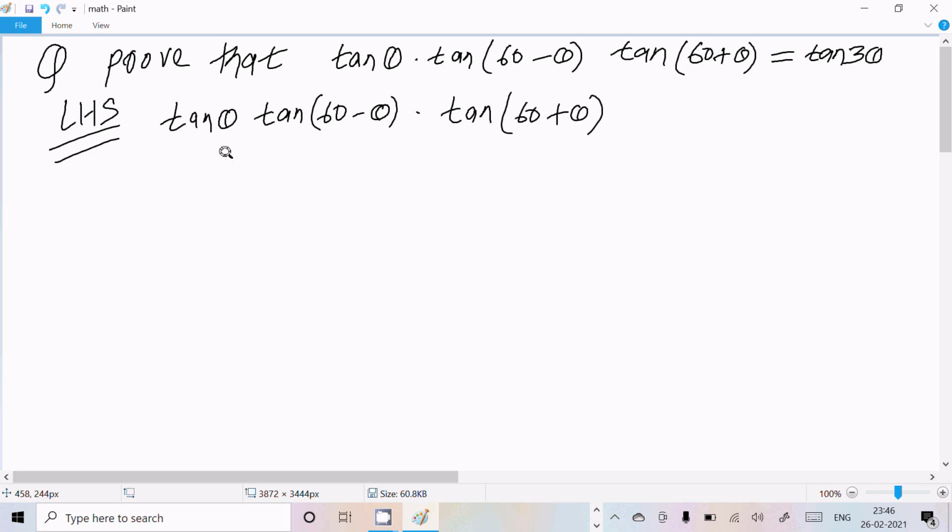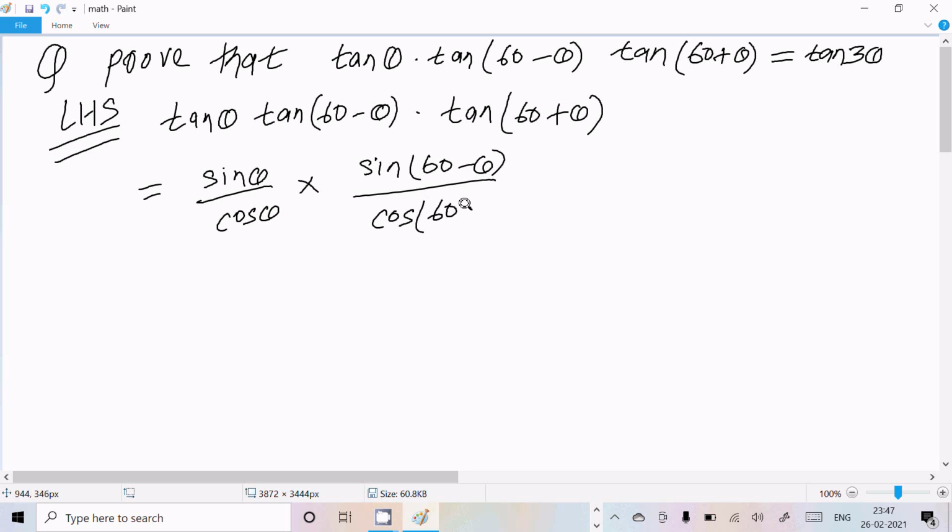Now going to convert this all into sin and cos. So here we can write tan theta as sin theta by cos theta, and tan 60 minus theta we can write as sin 60 minus theta divided by cos 60 minus theta. The same, sin 60 plus theta divided by cos 60 plus theta.